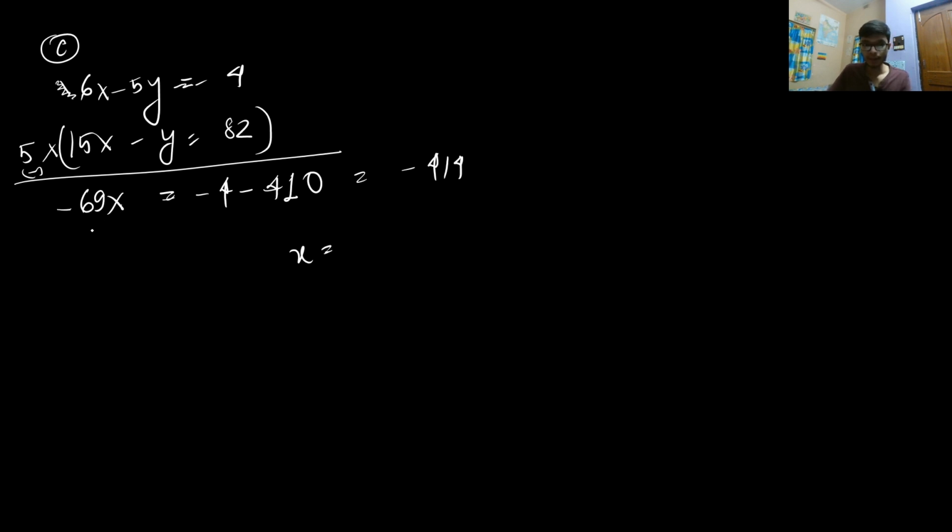So you can check, x is equal to 6 times, so 69 into 6 is basically equal to 414. You can check it. So x is equal to 6. And similarly, if you put the value of x is equal to 6 in the first equation, 36, and 36 plus 4 is basically equal to 40, and 40 is equal to 5y, so y is equal to 8. So you can understand how I can perform the mental calculation.